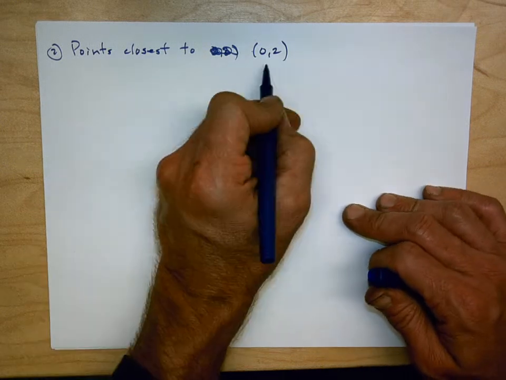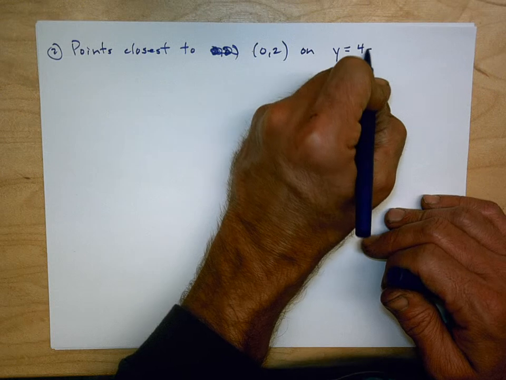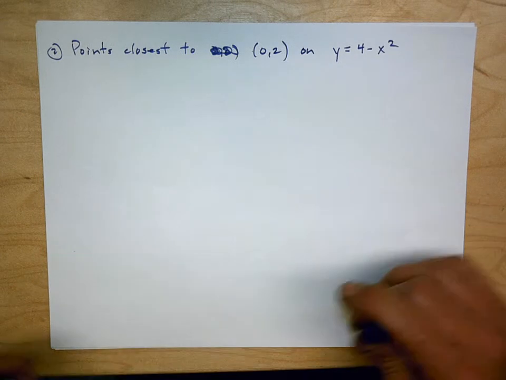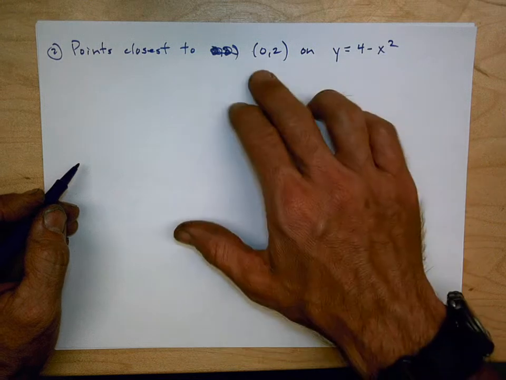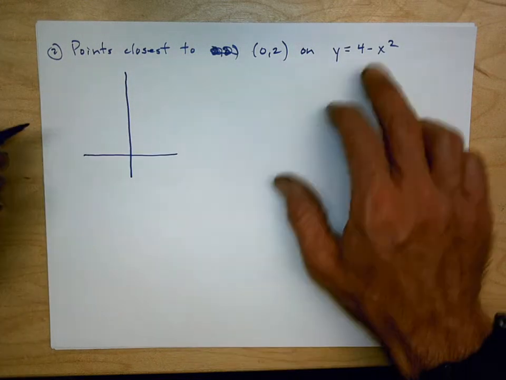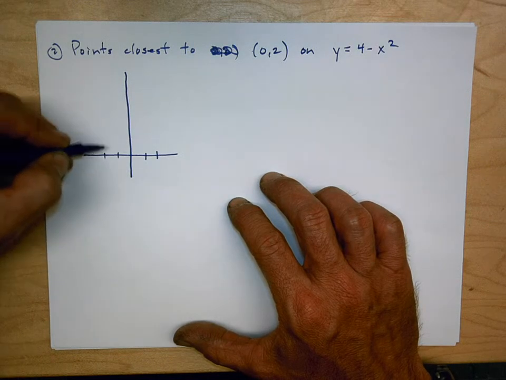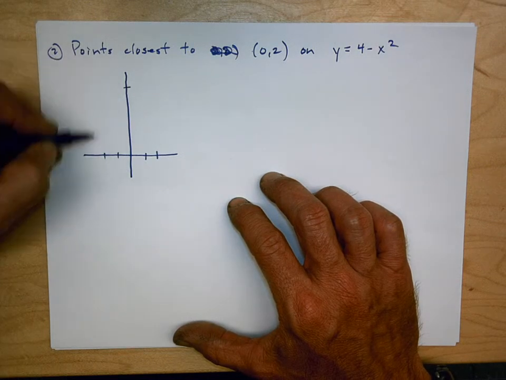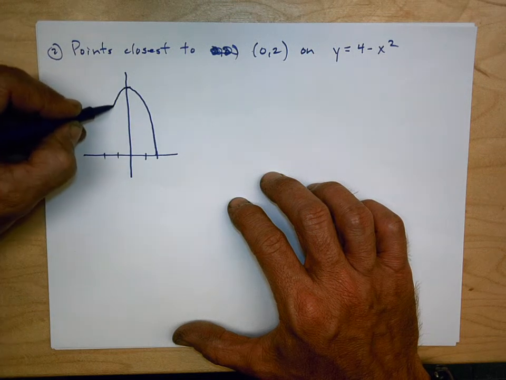They're closest to this point on the curve y equals 4 minus x squared. So this one's not too hard to draw a picture of because we're just given a function. Clearly the roots here are going to be 2 and negative 2, and a y-intercept of 4. So we're just going to have something that looks like this.